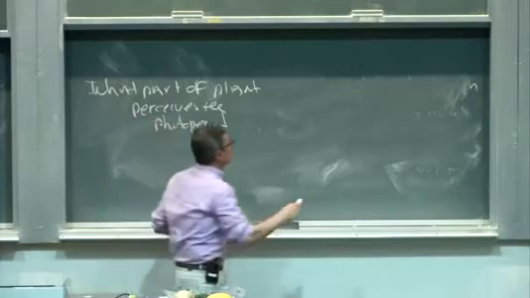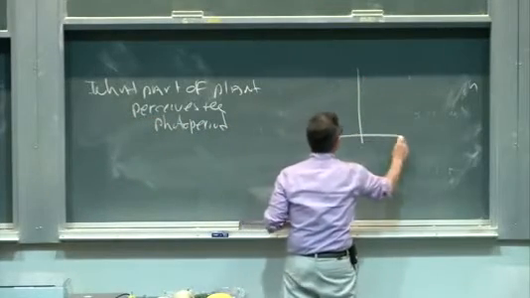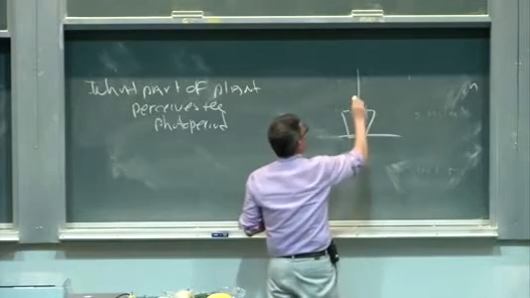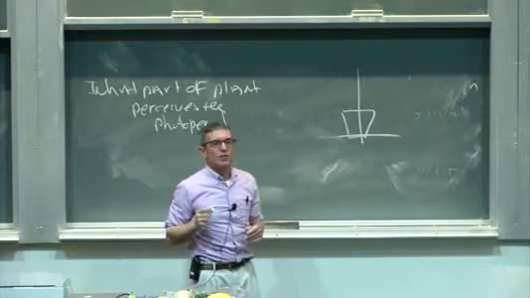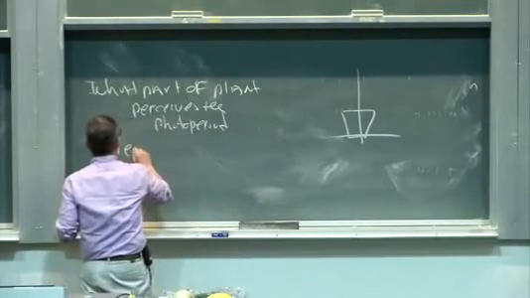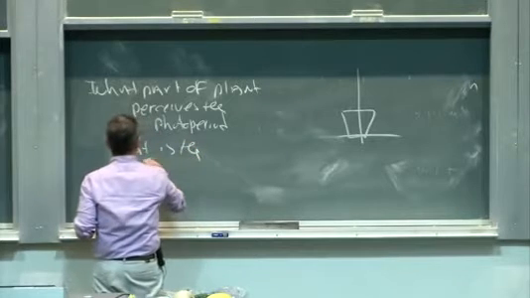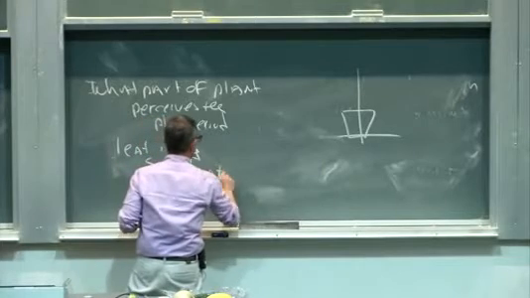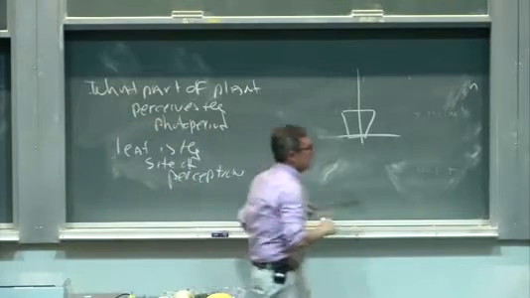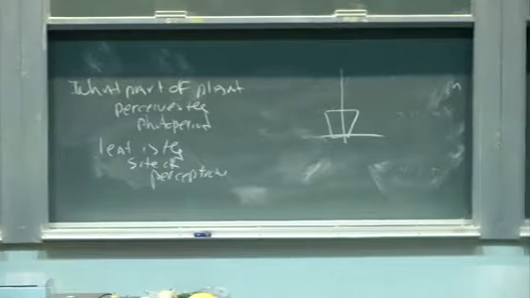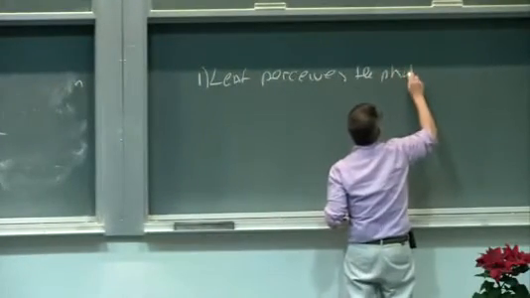So what was done was to take a plant, put it in a pot, and then irradiate different portions of the plant, and it was discovered that the leaf is the site of perception. It is speculated that the following occurs. The leaf perceives the photoperiod.